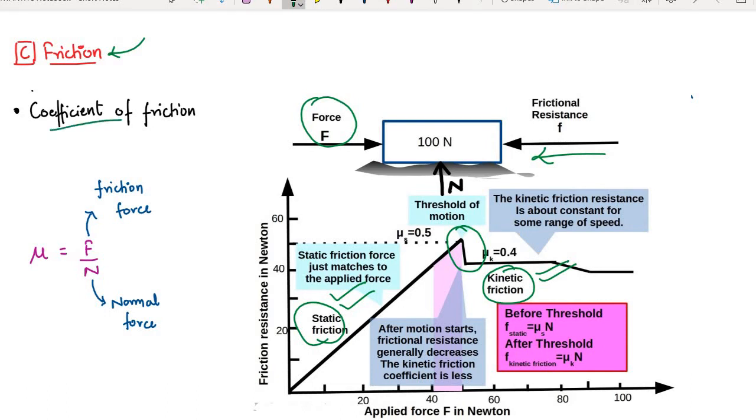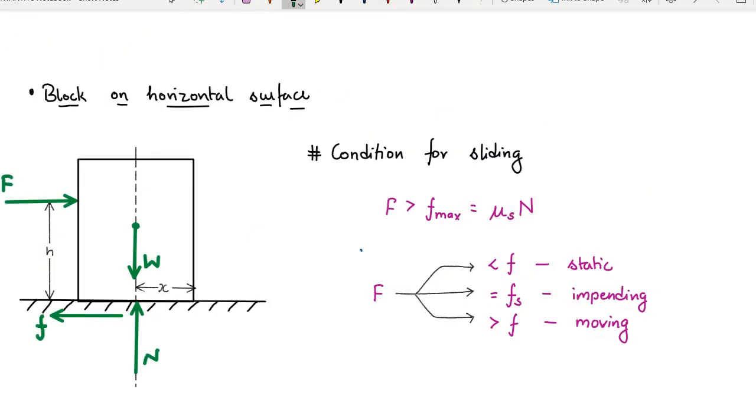Now there is a term called coefficient of friction, which is equal to friction force by normal force. If we take a block on a horizontal surface, then the conditions for sliding are: if applied force is greater than friction force, then the body starts moving. If applied force is less than friction force, then the body is stationary. If applied force is equal to friction force, then the body is impending.